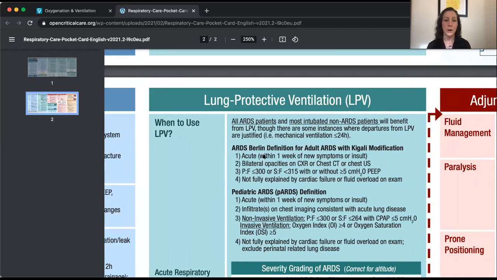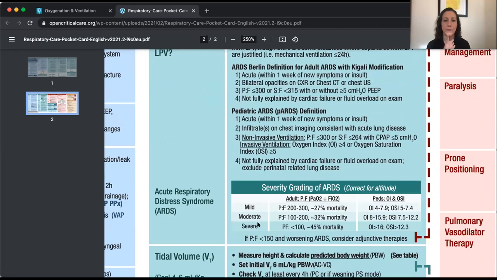Oh, look at this card. It defines the Berlin definition of ARDS with the Kigali modification. So if you can't remember off the top of your head how to diagnose ARDS, here you go. Also for pediatric patients. Well, how do I remember if it's mild, moderate, or severe? Look, here it is. P-to-F less than 300, 200, 100, mild, moderate, severe, okay?